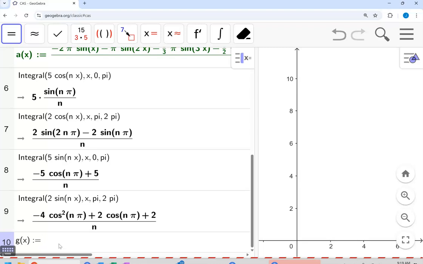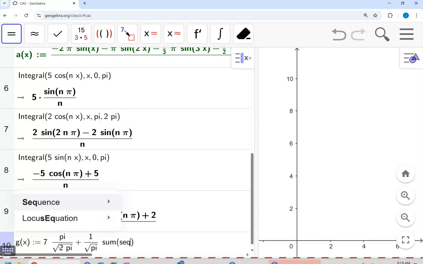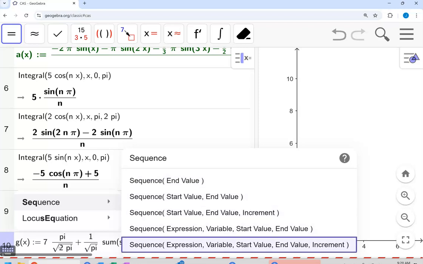Our constant, again, you just said was 7 pi. We need to divide that by the square root of 2 pi. There aren't any cosine terms. We have lots of sine terms. I need to do 1 divided by the square root of pi, and I'll multiply that by the sum of the sequence. The sequence command just makes a list, and then the sum command just adds up the list. You've done programming before. That's what it's doing. You can do the same thing on your calculators.